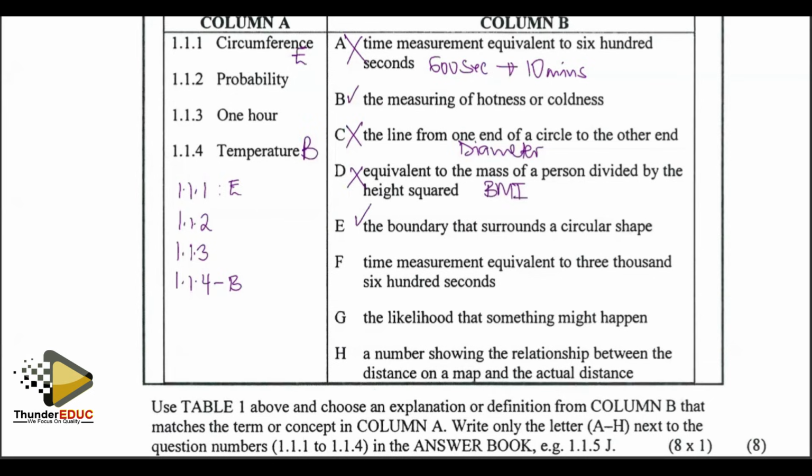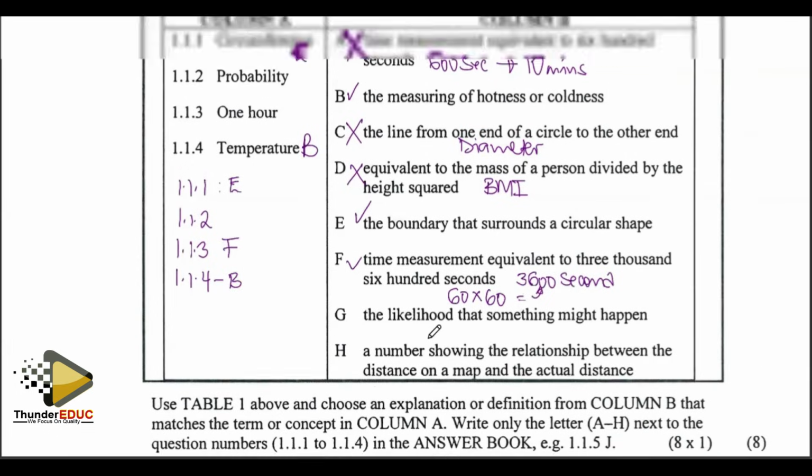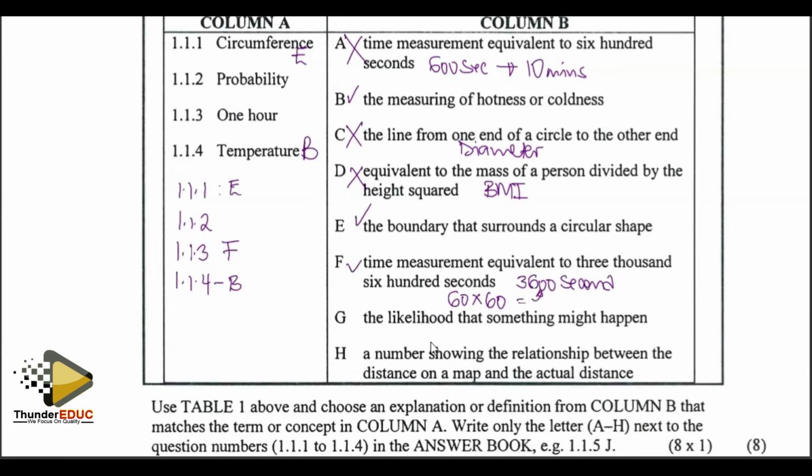Next, the time measurement equivalent to 3,600 seconds. We write it like this. Yes, indeed, this is 1 hour, which is 1.1.3. Because we remember an hour has 60 minutes, we multiply by 60, we end up having this much. Okay, we go. The likelihood that something happens is probability, which is this. So they are complete.